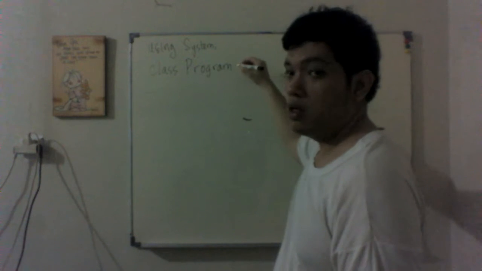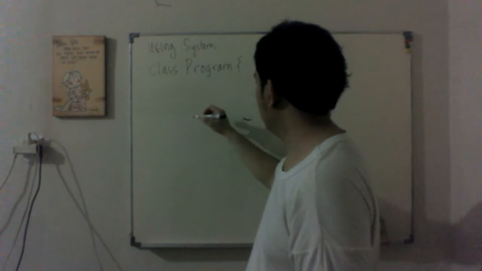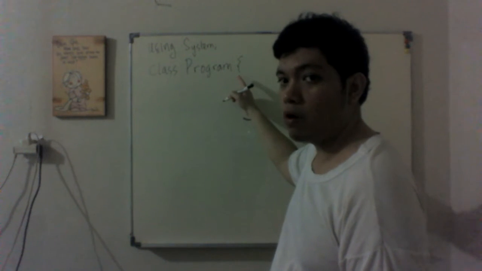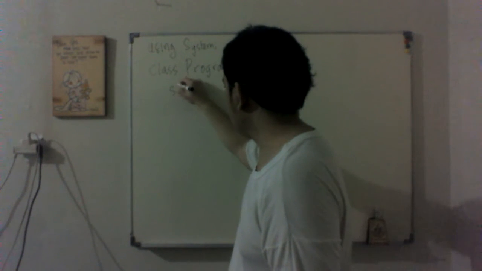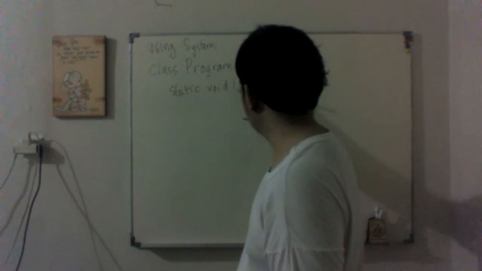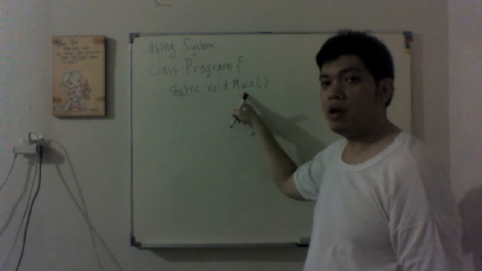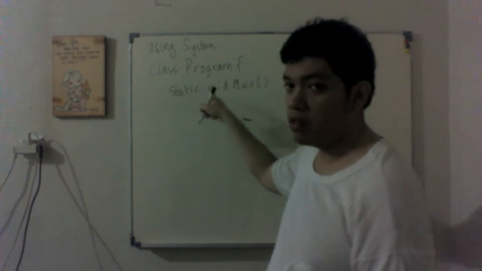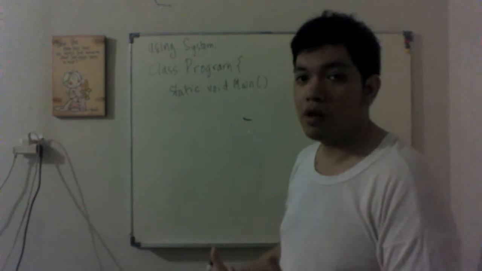Hopefully you can see my writing over here. And then we open the scope of the class using this opening curly brace. And then we put over here static void Main, with capital M, not a lowercase one. So static void Main. Void means no return. There's nothing returned after the program is done.